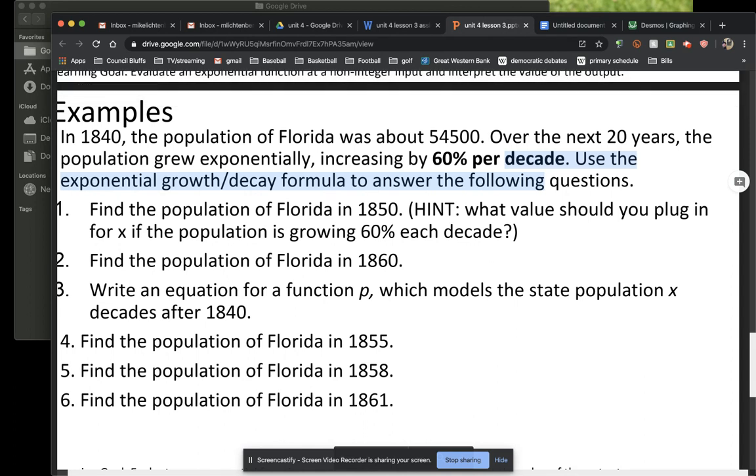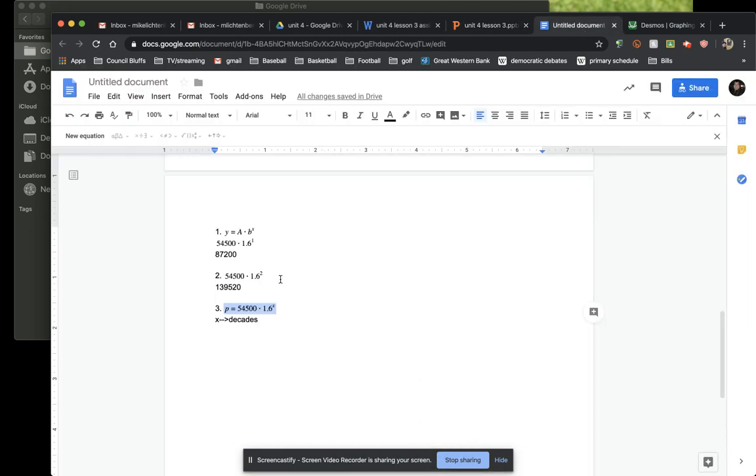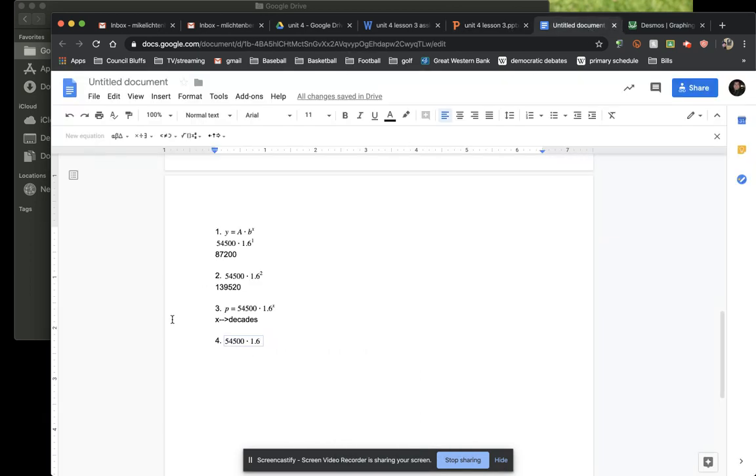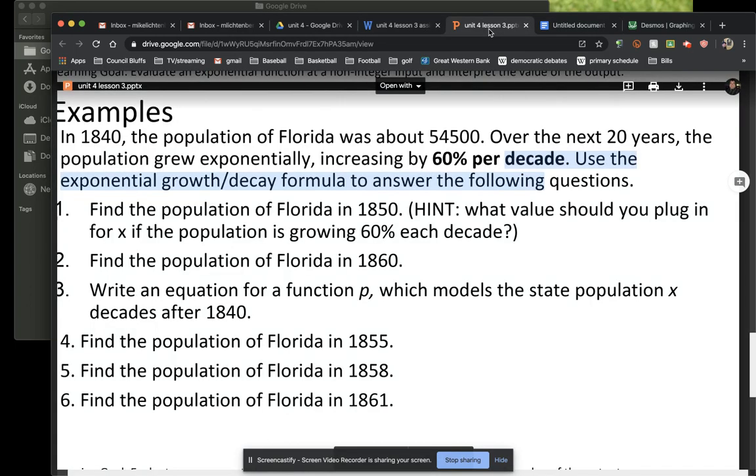Find the population of Florida in 1855. So 1855, okay, let's set up the formula here. The same initial value, same growth factor. 1855 is 15 years after 1840. Now remember, we said our X value needs to be decades. So 15 years is how many decades? Well, I'm going to divide that by 10.